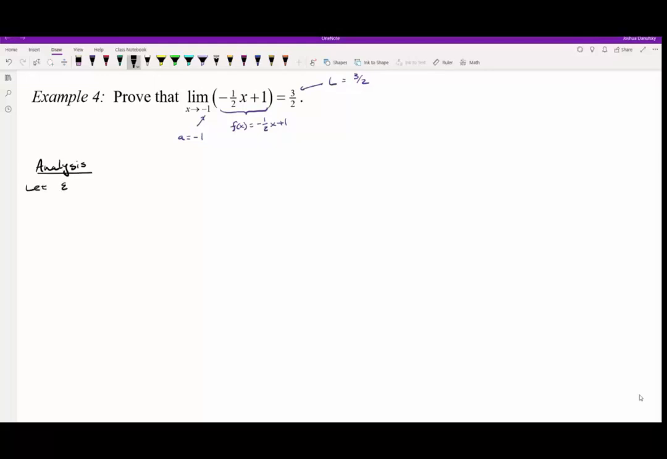Now, just as we did in the previous problem, we're going to start with the analysis. So we're going to let epsilon be greater than 0. And we want to find delta such that we get the conclusion of the definition, right? What we're trying to prove is that the distance between the function and the limit is less than epsilon. That's what we're trying to prove. So we're going to go ahead and manipulate this algebraically.